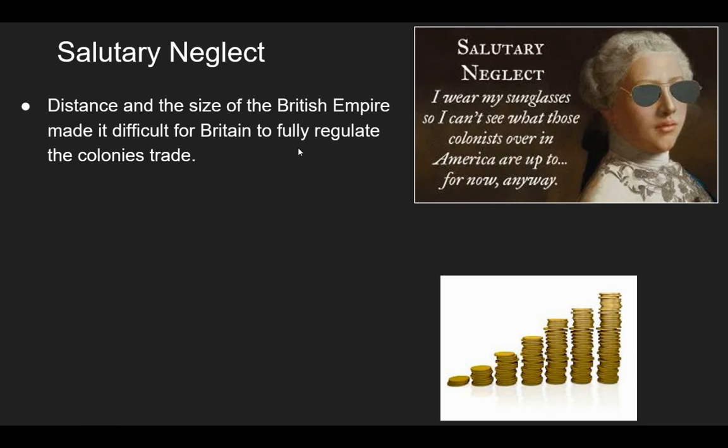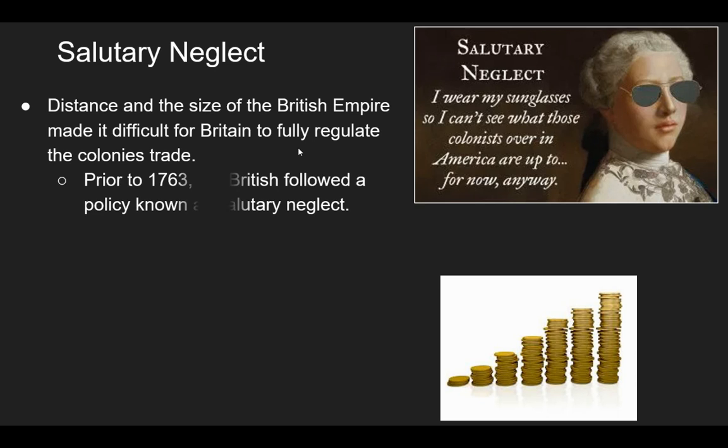Okay, now we have a concept called salutary neglect. Distance and the size of the British Empire makes it difficult for Britain to fully regulate colonial trade. England is very far away from North America. It is also physically very small. So these rules and restrictions they place on colonial America are difficult to enforce.